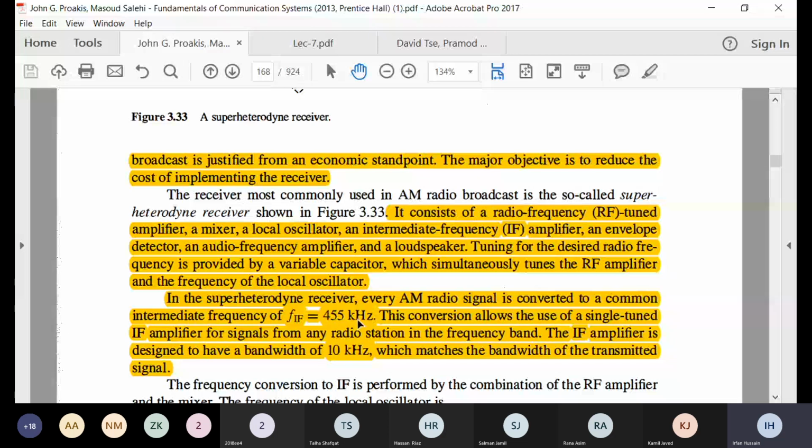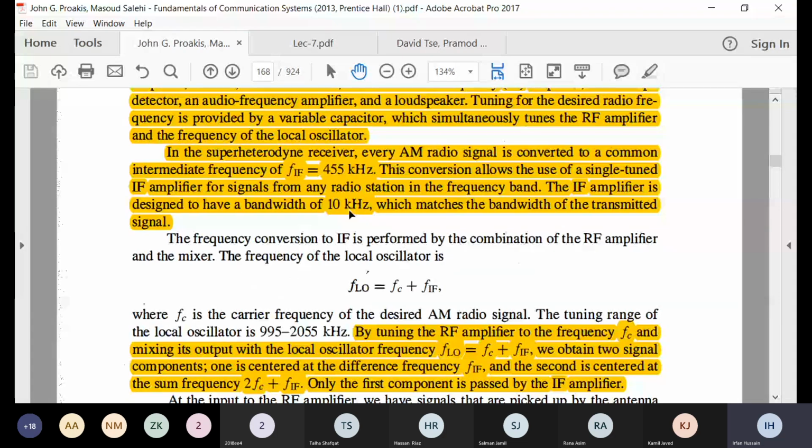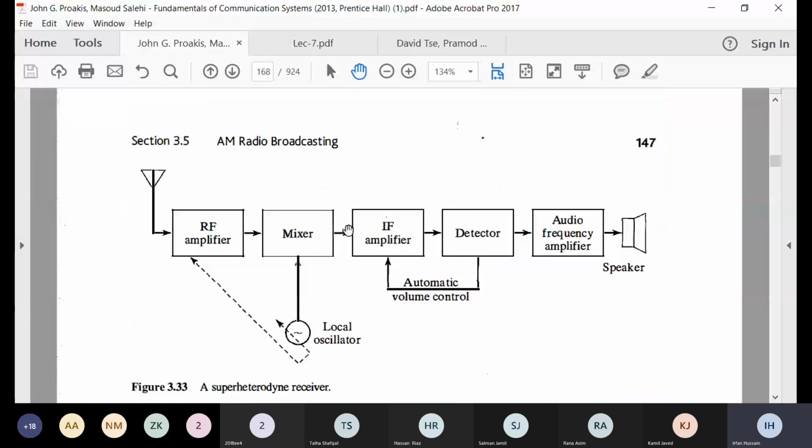The amplifier is also designed to have a bandwidth of 10 kilohertz. So what is the advantage? If you have tuned to some radio station, that radio station will be converted to 455 kilohertz. That will be amplified, and the amplification will be just around the bandwidth of 10 kilohertz. The amplification will be for a bandwidth of 10 kilohertz around 455.